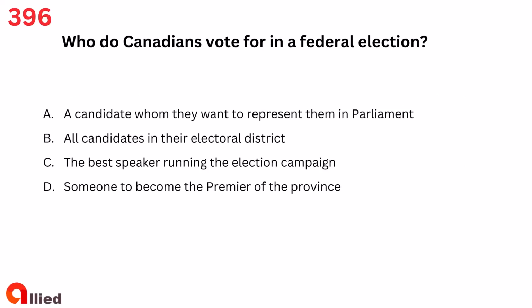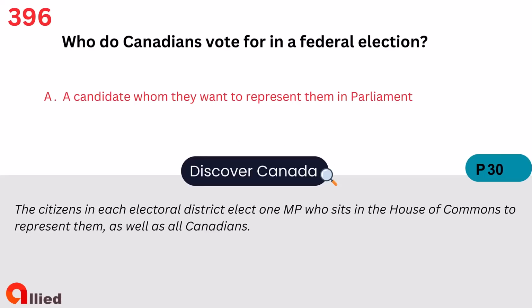Question 396. Who do Canadians vote for in a federal election? A. A candidate whom they want to represent them in Parliament. B. All candidates in their electoral district. C. The best speaker running the election campaign. D. Someone to become the premier of the province. The answer is A. A candidate whom they want to represent them in Parliament.